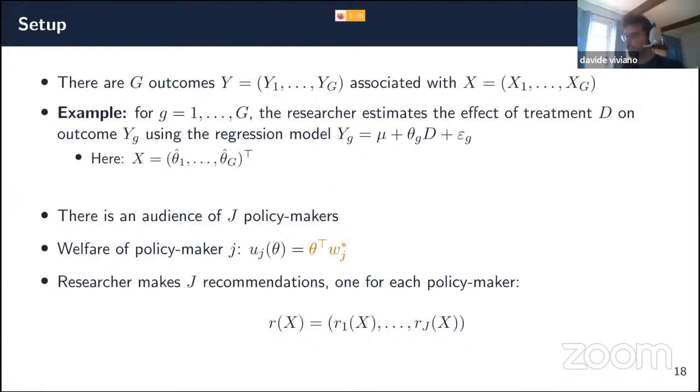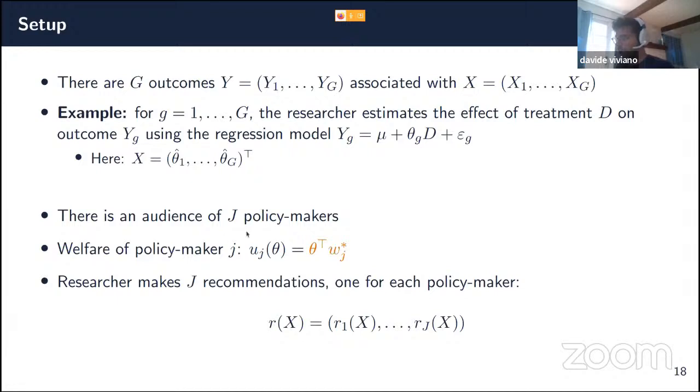Okay, I'm going to jump into the multiple outcomes unless there are any other questions. So in the multiple outcome setting, we have capital J outcomes running from 1 to capital J, associated with some vector of statistics. We can think, for instance, of a treatment effect estimated on each outcome. For example, suppose that outcome small j is equal to some intercept plus the treatment effect of a single policy D plus some noise. And then our X is just the OLS estimate obtained from each separate regression.